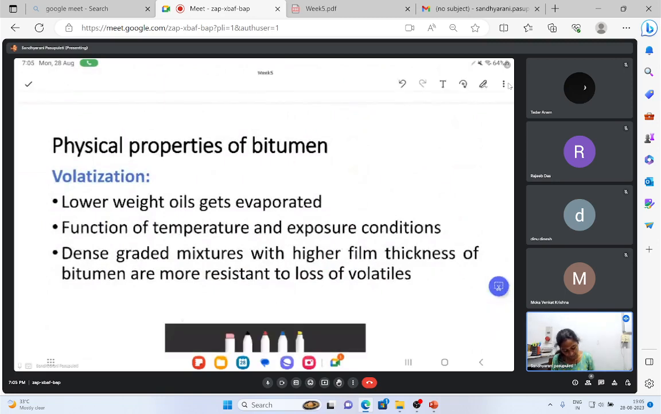Another important factor is the volatilization. The lower weight oils get evaporated when they are subjected to higher temperature. So it mostly is a function of temperature and exposure condition. In addition to the temperature, if there is any UV radiation and other pressure exposure, they will be affecting. If you take dense graded mixtures with the higher film thickness, as we have discussed previously, aggregates with a higher film thickness will have lesser loss of volatiles.